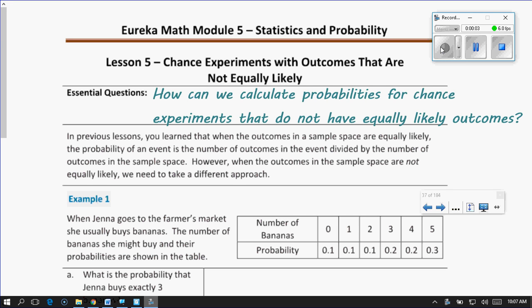Everyone, this is Module 5, Lesson 5, Chance Experiments with Outcomes that are not equally likely.